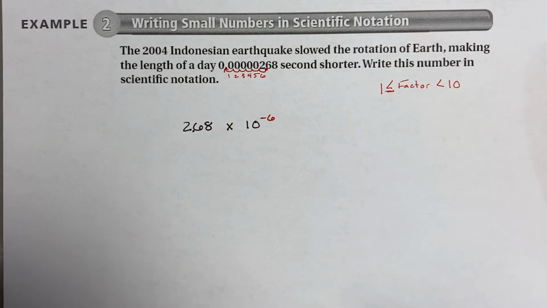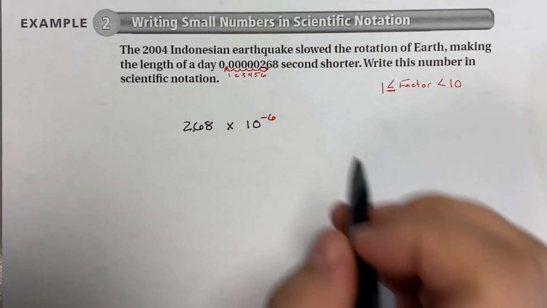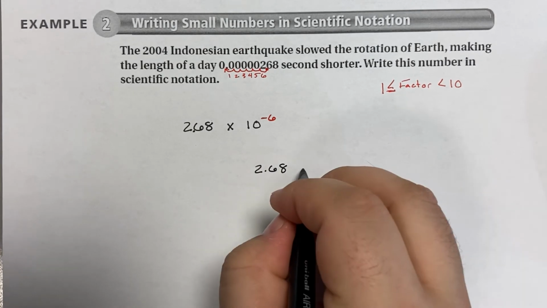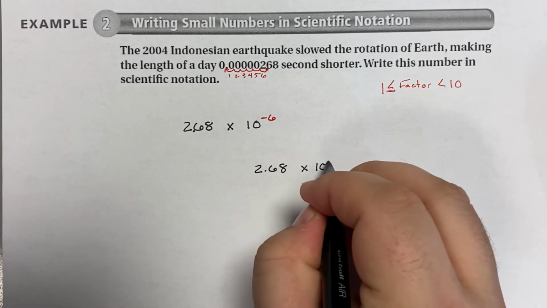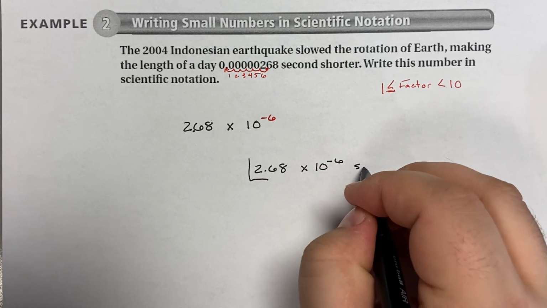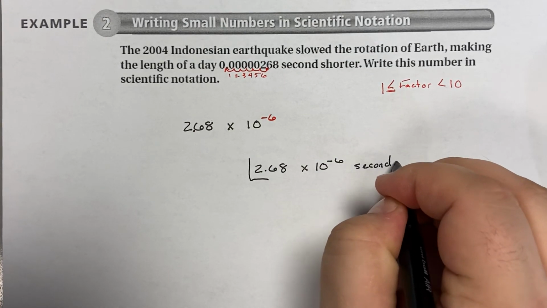Now, with that stated, we have our scientific notation. Our final answer would be 2.68 times 10 to the negative 6 seconds shorter.